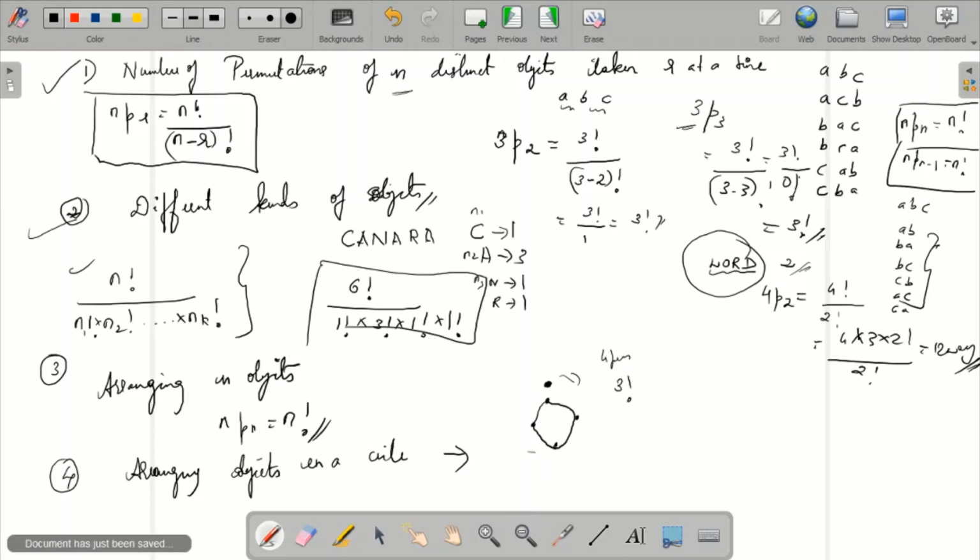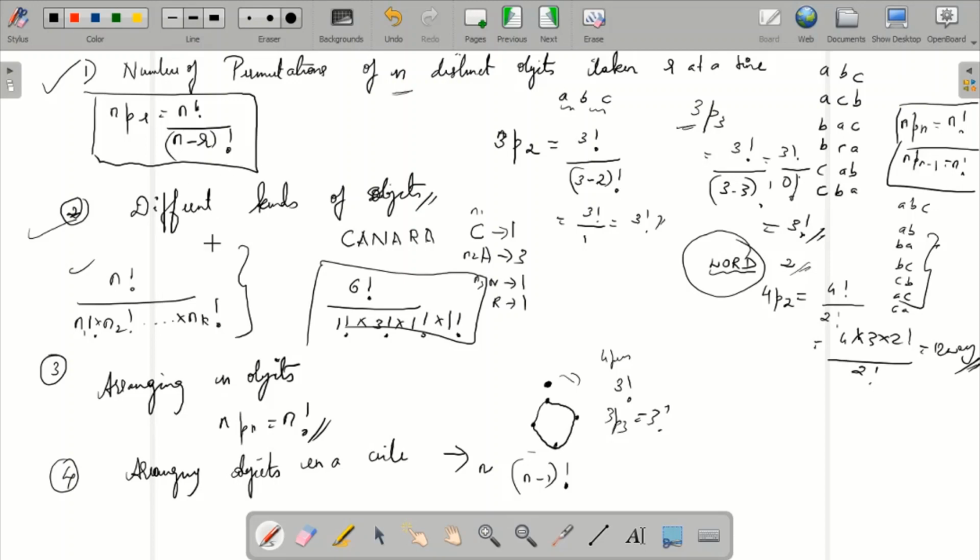Let me fix 1 person over here. Then how many people remain? 3 people. Those 3 can be arranged in any of these positions, right? So it is nothing but 3P3, that is nothing but 3 factorial. If I want to make it a formula, if there are n persons, then arranging objects in a circle is nothing but (n minus 1) factorial. There are (n minus 1) factorial ways to arrange n distinct objects in a circle. See here, 4 persons are there. 1 person I'll fix over there. The remaining 3 can be arranged in 3 factorial ways.